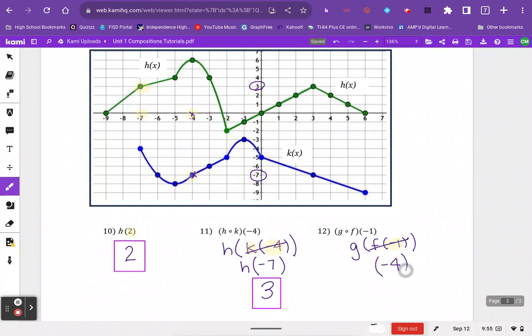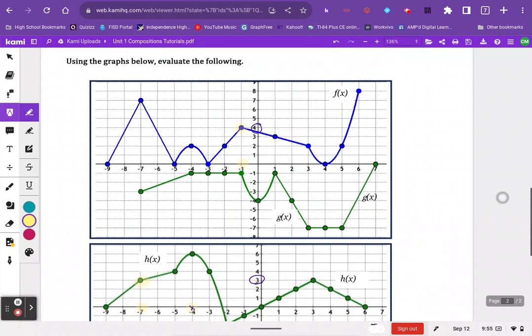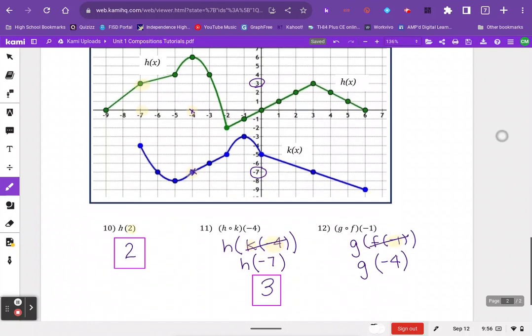Now what it is telling me to do is go find g of negative 4. So now I locate negative 4 on the x-axis. Here's negative 4. Then I find the graph of g. And they want to know what is the y value at that particular spot. And the y value would be negative 1.